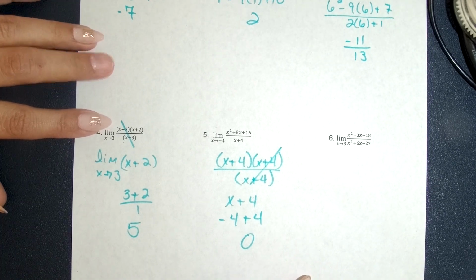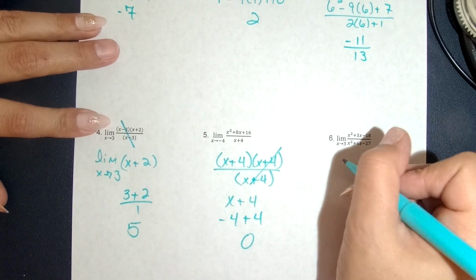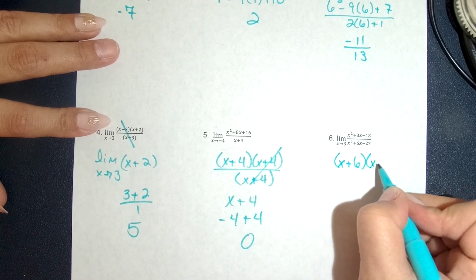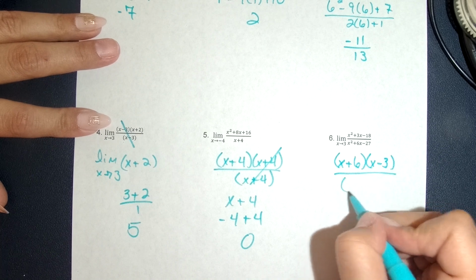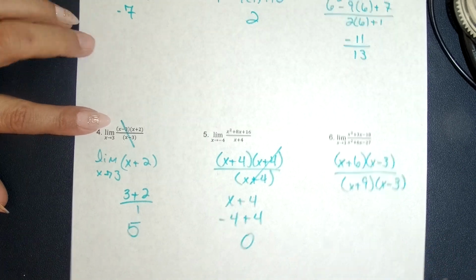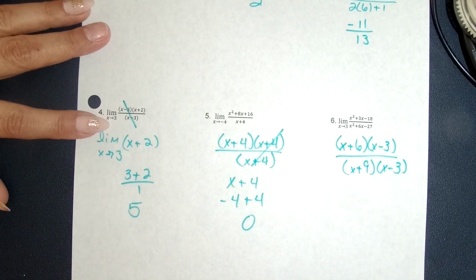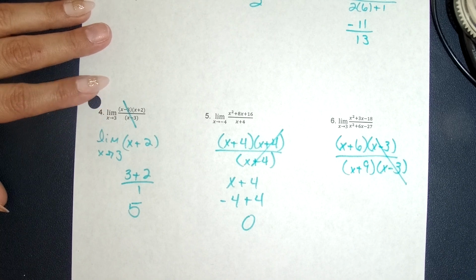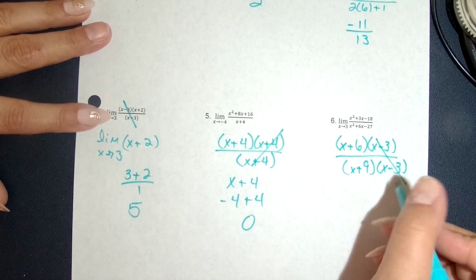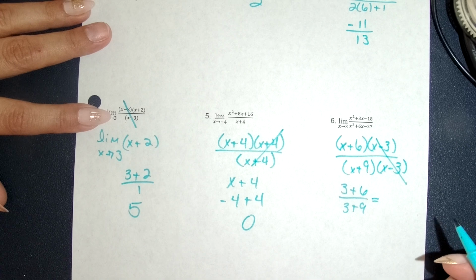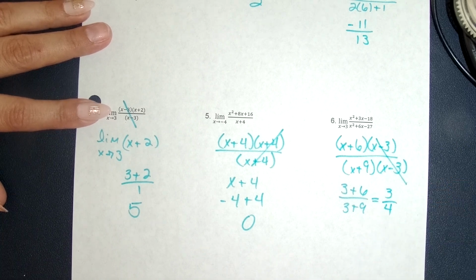Questions? All right, for sake of time, I will also factor out this one. X plus 6, x minus 3, over x plus 9, x minus 3. What do we notice about the numerator and denominator? Cancel what out? X minus 3. Very good. And when I cancel that out, what do I do next? So we have 3 plus 6 over 3 plus 9, which means 9 over 12, which is 3/4.